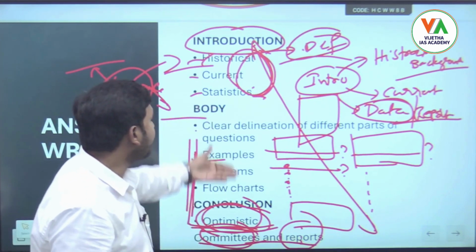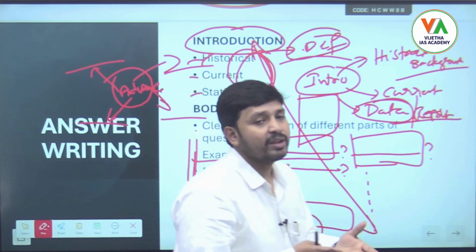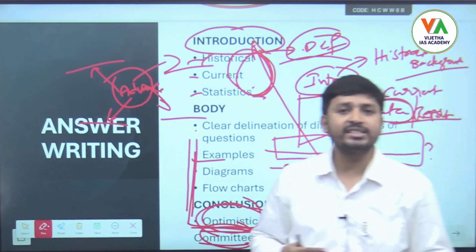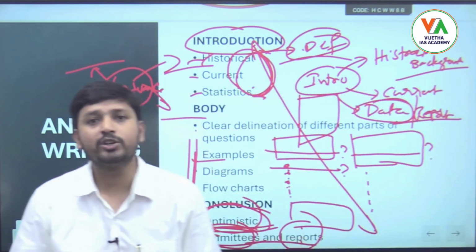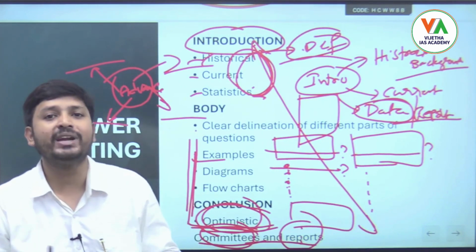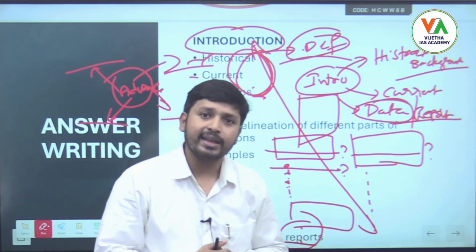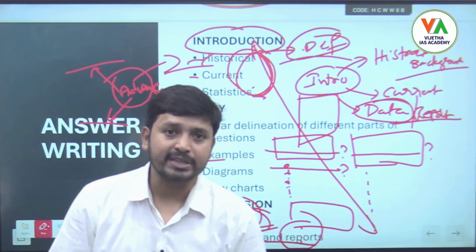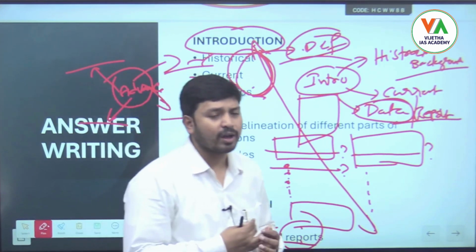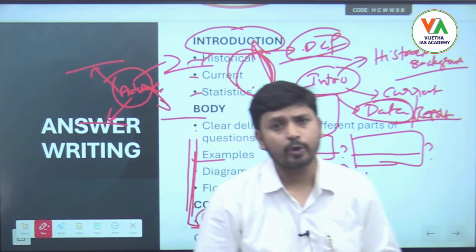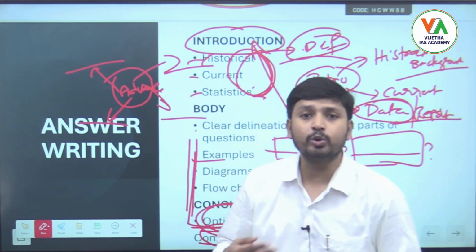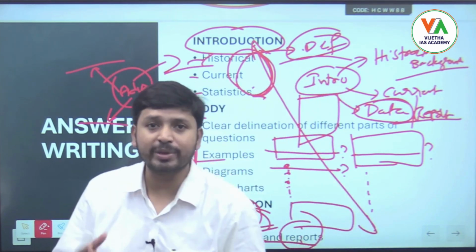Okay, so apart from that, in the body, we can divide it into different sub-components based on how many components they have asked in your question. Please divide those into different components and write each sub-component as a separate side heading, and then write different points under each side heading, and also examples. And if possible, try to write one component as a diagram or flowchart, so that the number of words will be reduced, and also the time taken to write this answer will be reduced.